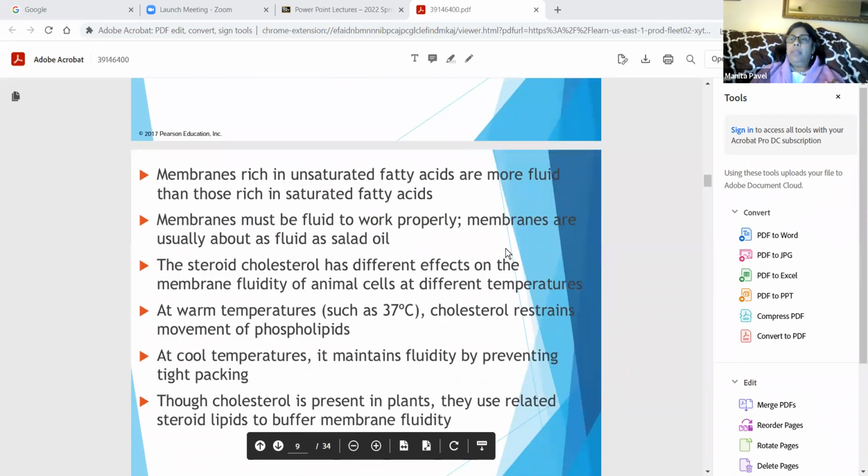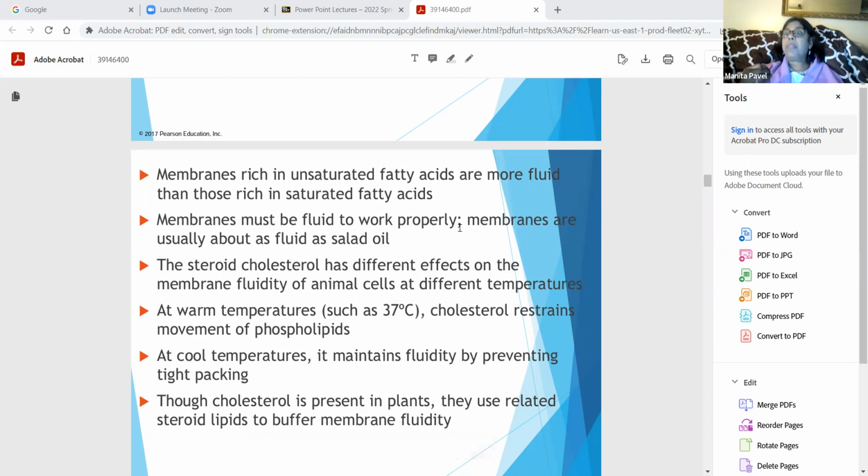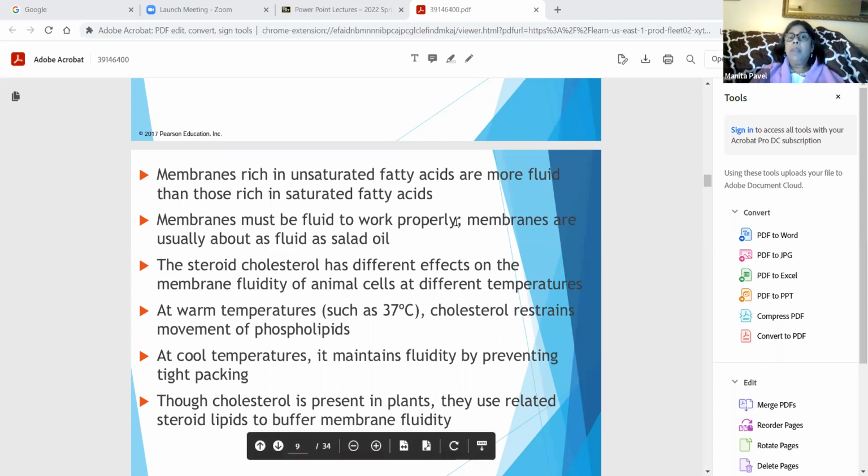Membranes that are rich in unsaturated fatty acids are more fluid than those rich in saturated fatty acids. Why? We've seen in the macromolecules, lipids and fats, that a saturated fat is solid at room temperature, while unsaturated fat is liquid at room temperature. The same concept applies here. If the membrane is rich in unsaturated fatty acids, it would be more fluid than with saturated fatty acids. And for membranes to work properly, they must be fluid.